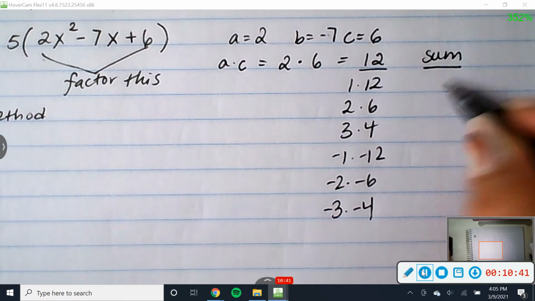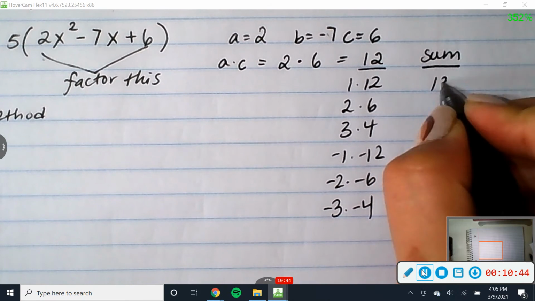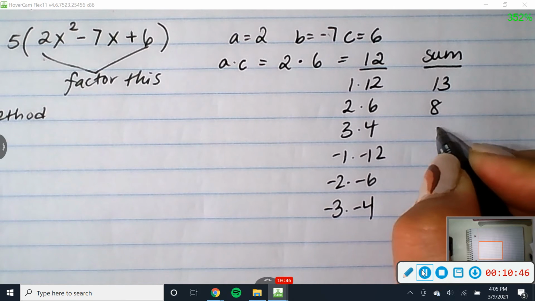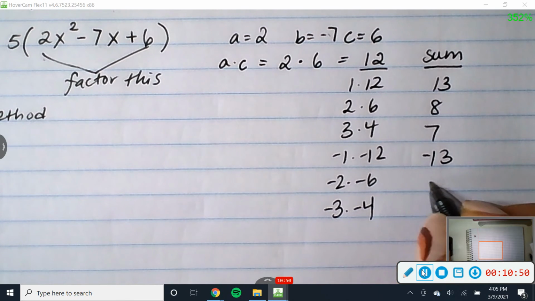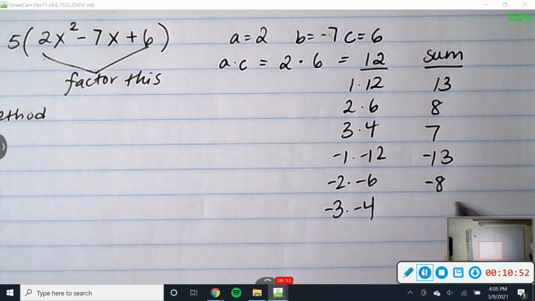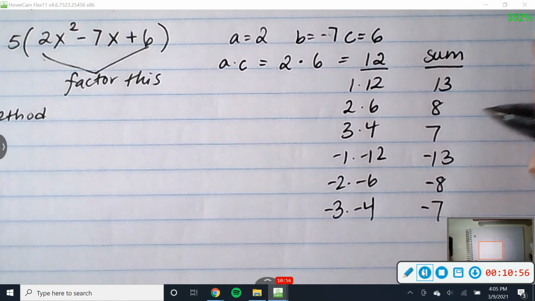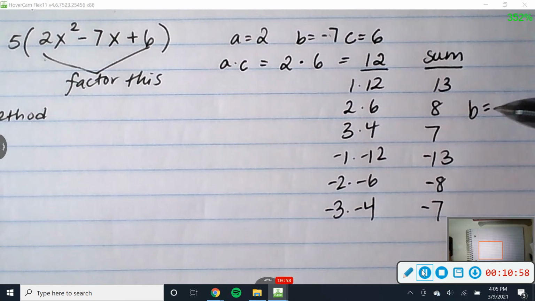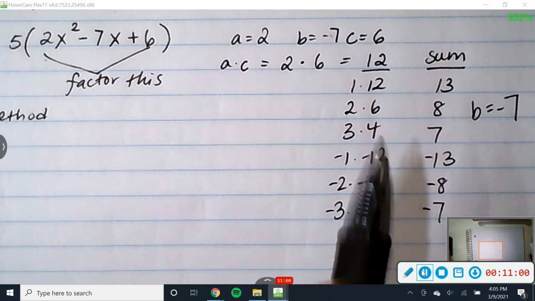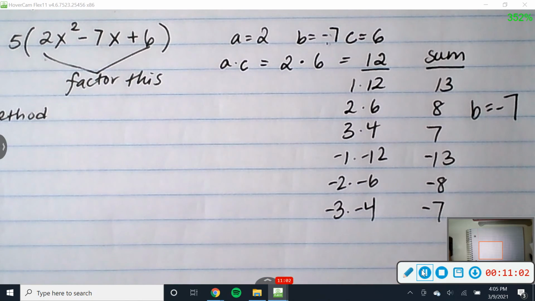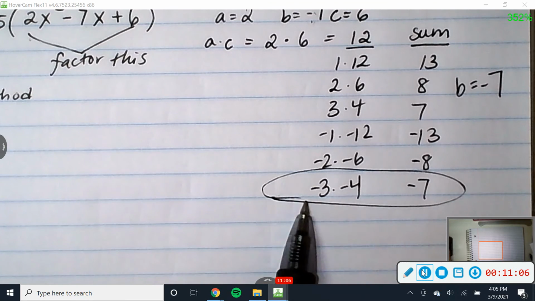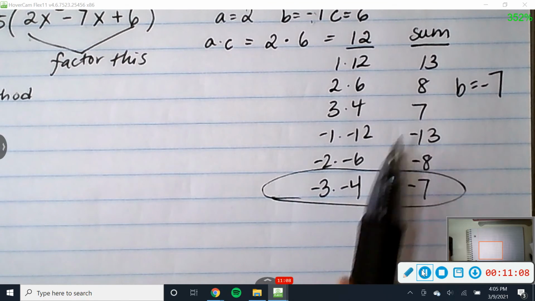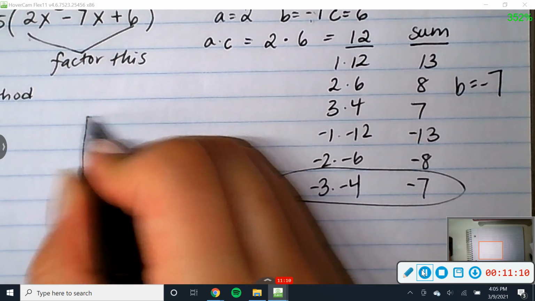So adding all of these numbers together, 1 plus 12, 2 plus 6, 3 plus 4, negative 1 plus negative 12, negative 2 plus negative 6, and negative 3 plus negative 4. Now I want to find one that matches my b value. B was negative 7, remember from up here. And this is my factor pair that matches, negative 3 and negative 4. So now setting up my box one more time.